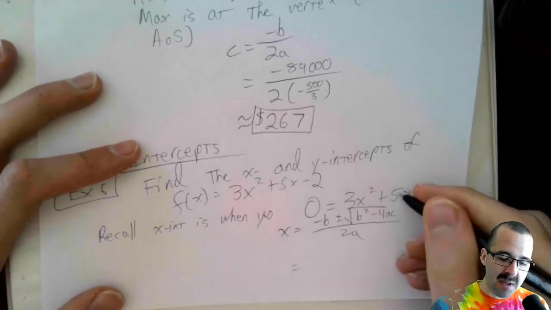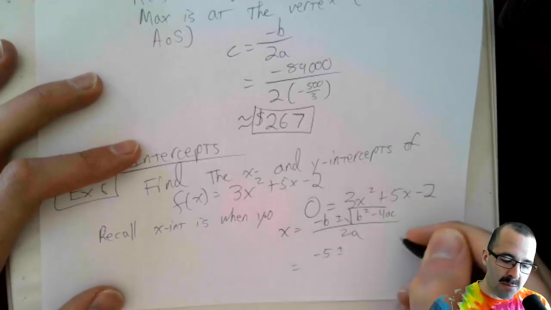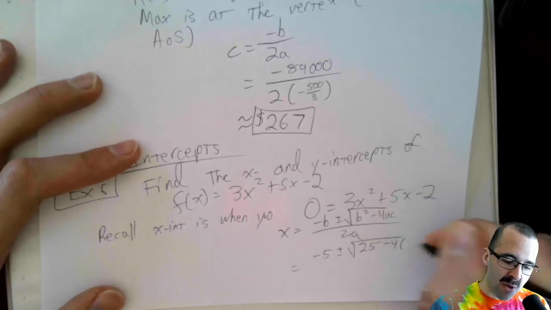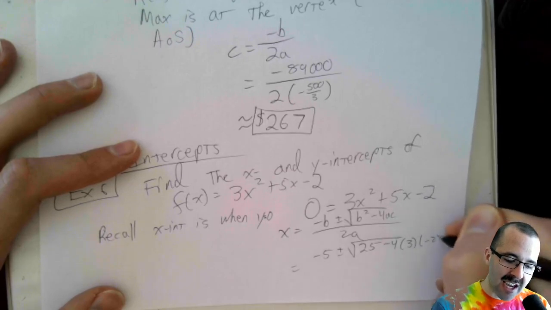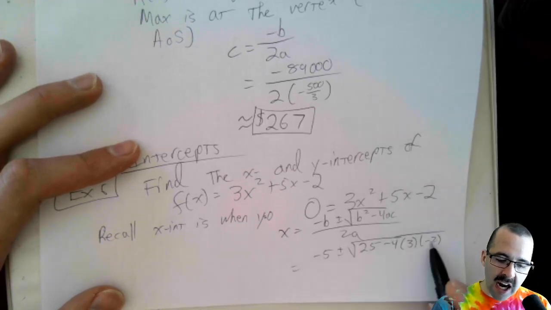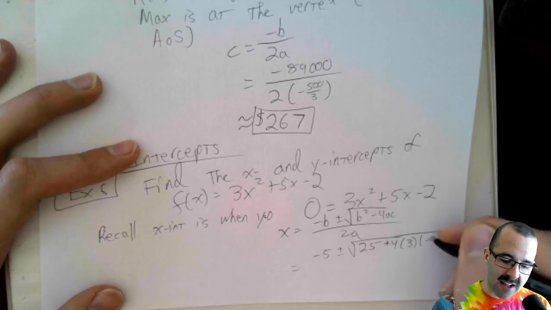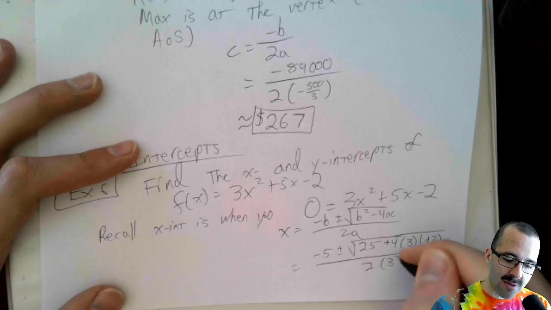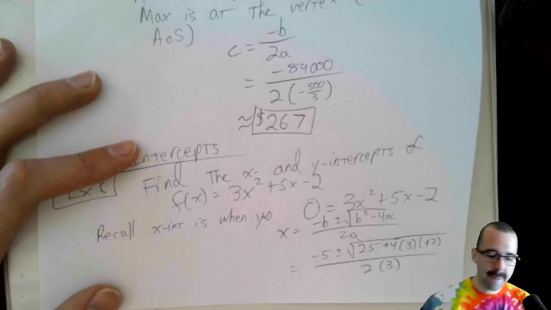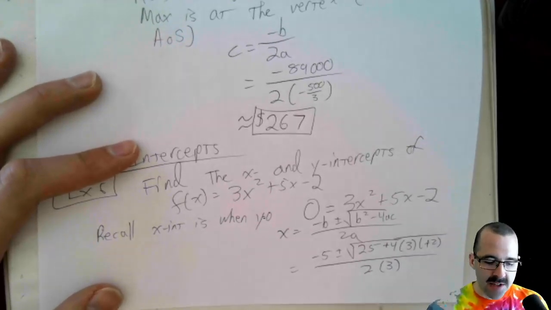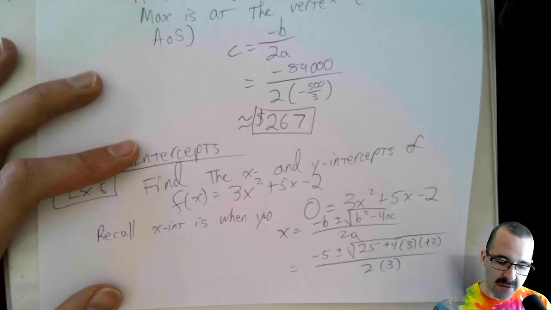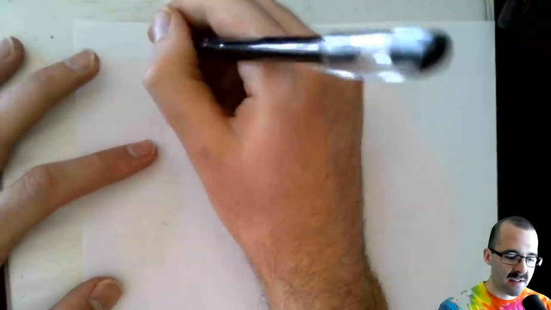And you just plug that in. So b is 5, so you get -5, plus or minus the square root of b squared. 5 squared is 25, minus 4 times a, which is 3, times c, which is -2. Careful when you have negatives right here. These negatives cancel. A negative times a negative is a positive. All over 2 times a, which is 3. So what is that going to give us when we simplify? -5 plus or minus the square root of 49 over 6.